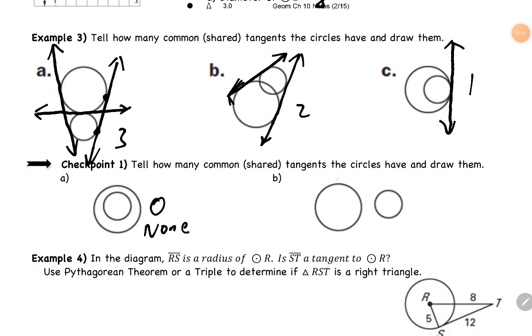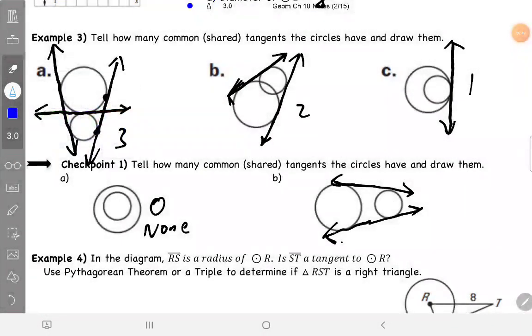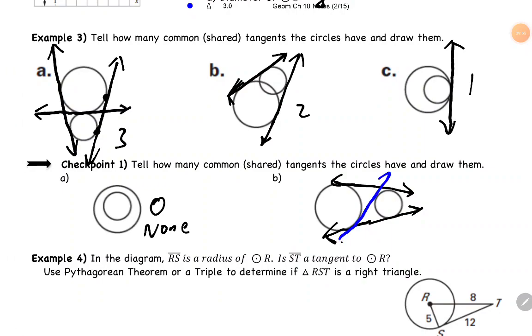Part B, we have 1, 2. Oh, I messed up. Let's do this in a different color. So I'm trying to draw this here, kind of like an X. This one has 4.